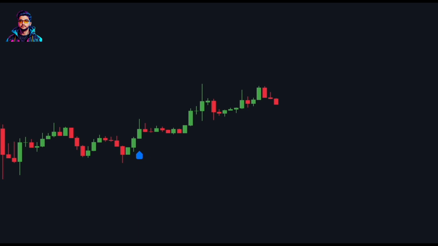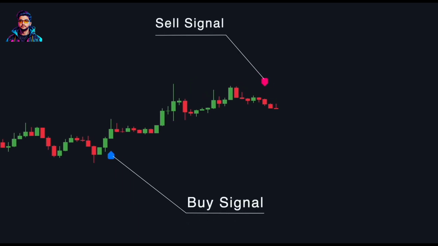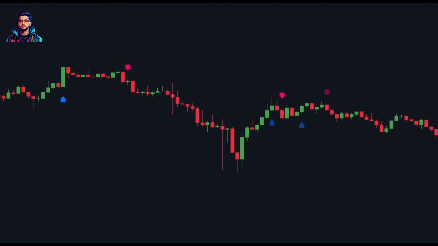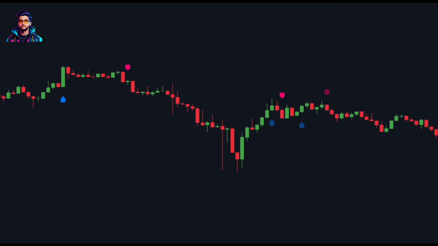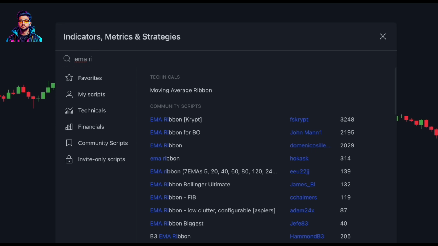It is also very simple to read. The indicator basically prints blue and pink labels, which are buy and sell signals. Depending on the strength of the signals, labels may have a lower or higher opacity. Of course, we cannot use this indicator on its own, as this will lead to a lot of false signals. That's why we need to add the next indicator, which is called the EMA ribbon by Dominic Ossoletti.